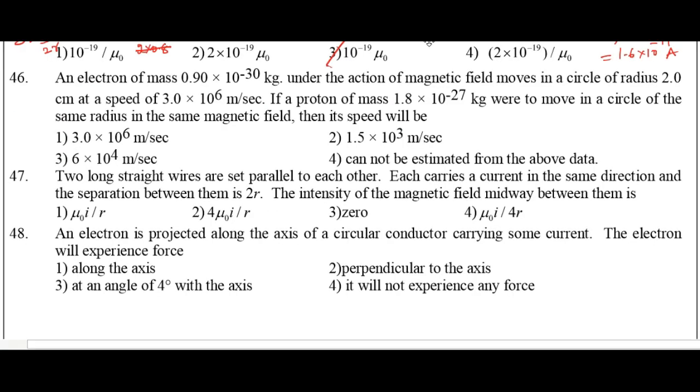An electron of mass 0.90 into 10 power minus 31 kg under the action of magnetic field moves in a circle of radius 2 centimeter at a speed 3 into 10 power 6 meter per second. If the proton of mass 1.8 into 10 power minus 27 kg were to move in a circle of same radius in a magnetic field, then its speed will be.